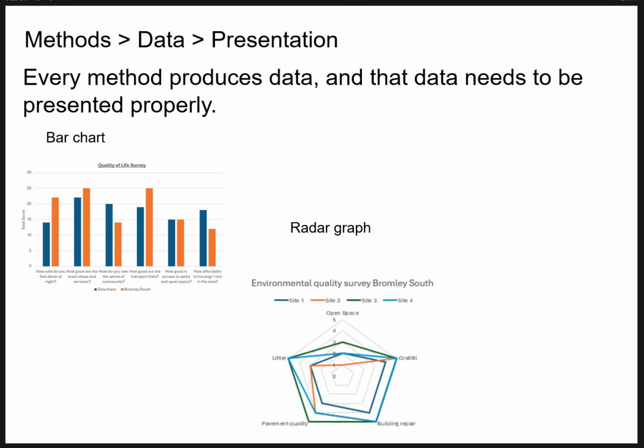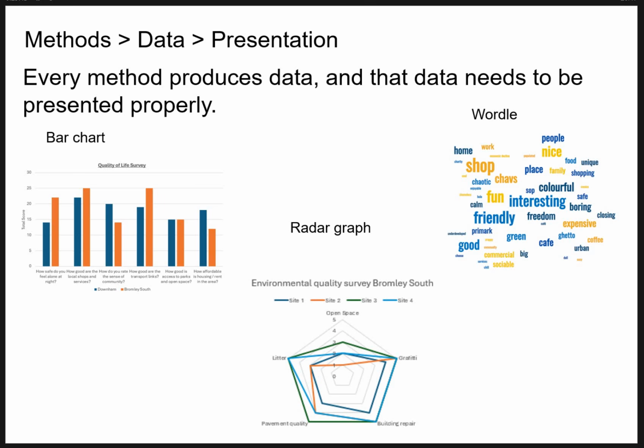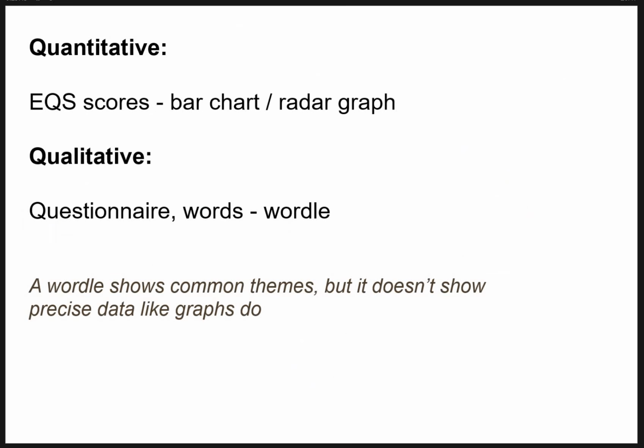A radar graph, really good way to present data in an environmental quality survey. Or Wordle, which is another way to present data, depending on how you've collected that and what you've done. So the quantitative data, that's our environmental quality scores, a bar chart, radar graph. Qualitative is questionnaire, and words, or a Wordle, as you just saw there.